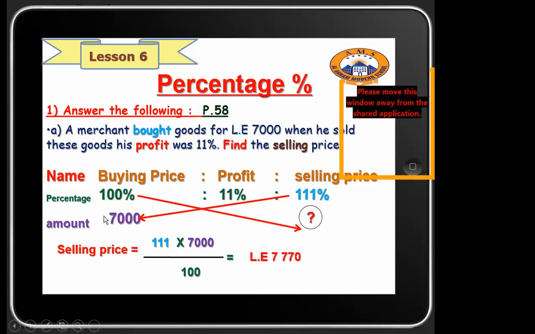7,770. As you see, the first number was 7,000. After the profit, the number has increased. That is why we're going to add the profit percentage, okay? So the number is going to be 7,770. This is the selling price for the merchant, okay?